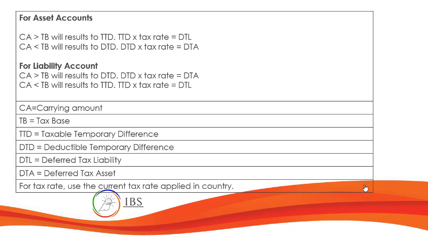Now for liability account, the opposite of what we have done on asset. So if the carrying amount is greater than tax base, that will result to deferred tax asset. Okay. So the difference between carrying amount less tax base for liability account in the first row for the liability account analysis, that will result to deductible temporary difference. And the opposite will happen if the carrying amount is less than tax base. That will result to taxable temporary difference. And if you multiply it by 30%, that will result to deferred tax liability.